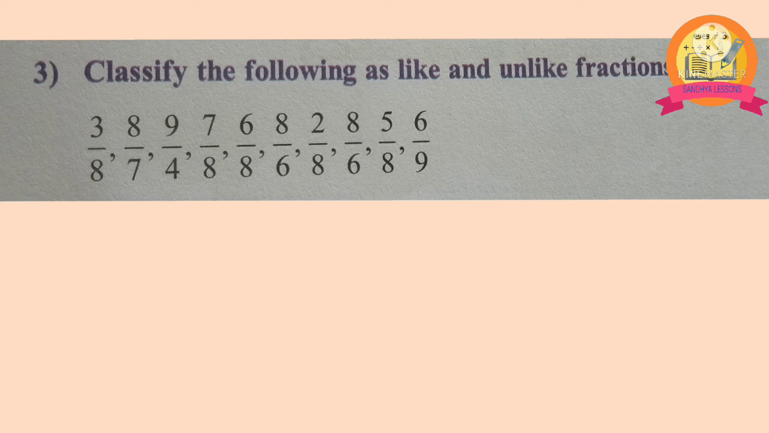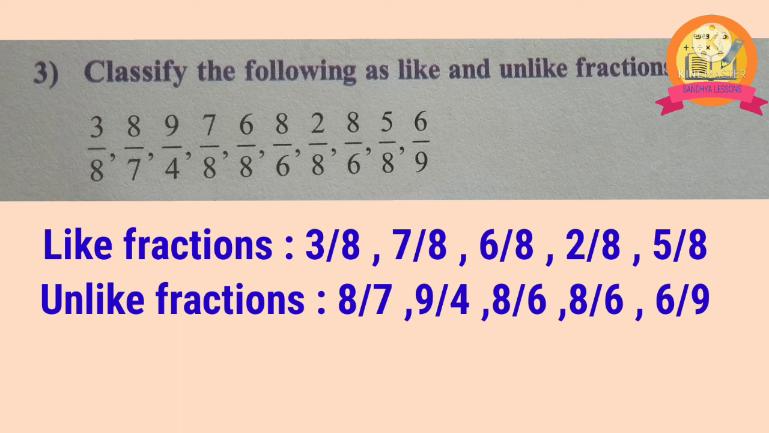Third Roman, classify the following as like and unlike fractions. From the given fractions, like fractions are 3 by 8, 7 by 8, 6 by 8, 2 by 8, 5 by 8. Unlike fractions are 8 by 7, 9 by 4, 8 by 6, 8 by 6, 6 by 9.